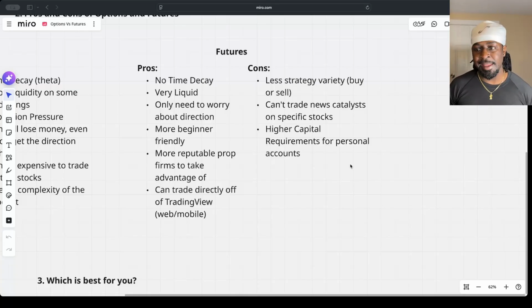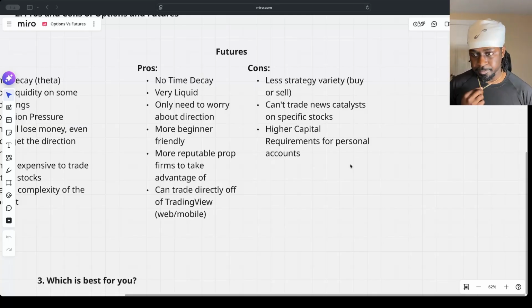Another con, you can't trade news catalysts on specific stocks. Like we talked about on the option pros, right? If there was a really good event for a company, you're not going to really be able to trade that on the futures market because you're trading the market index as a whole, right? You're not really trading one stock. Yeah, that one stock might contribute to some movement in the market as a whole, but it's way different.